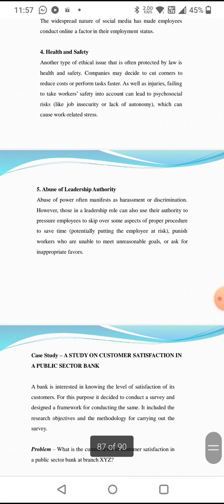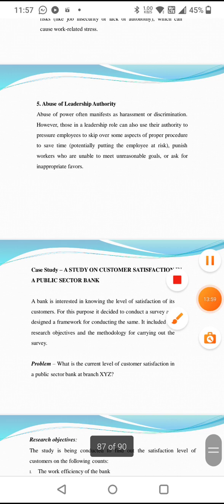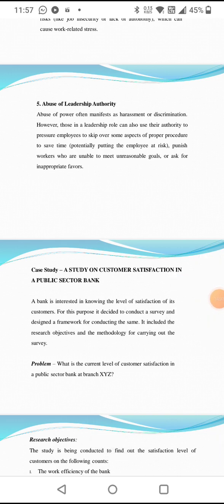Abuse of leadership authority. Abuse of power often manifests as harassment or discrimination. However, those in a leadership role can also use their authority to pressure employees to skip over some aspects of proper procedure to save time, punish workers who are unable to meet unreasonable goals, or ask for inappropriate favors. This even now exists, whether in a male dominated work environment or in a mixed female and male work environment.